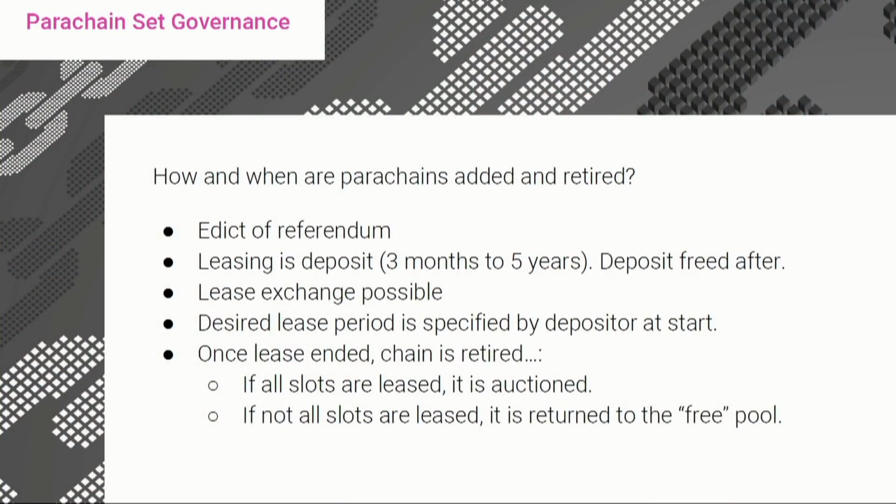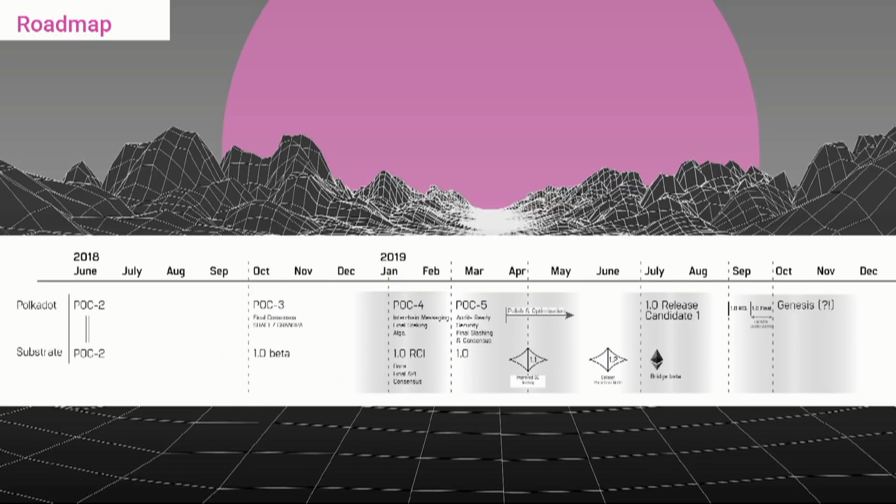If all of the slots are leased, then it goes into an auction. If they're not, then it just gets added back into the free slots, and the effective price for taking a parachain goes down. So, the roadmap: we're a few days off POC 3. And Substrate is going to have a 1.0 beta release.